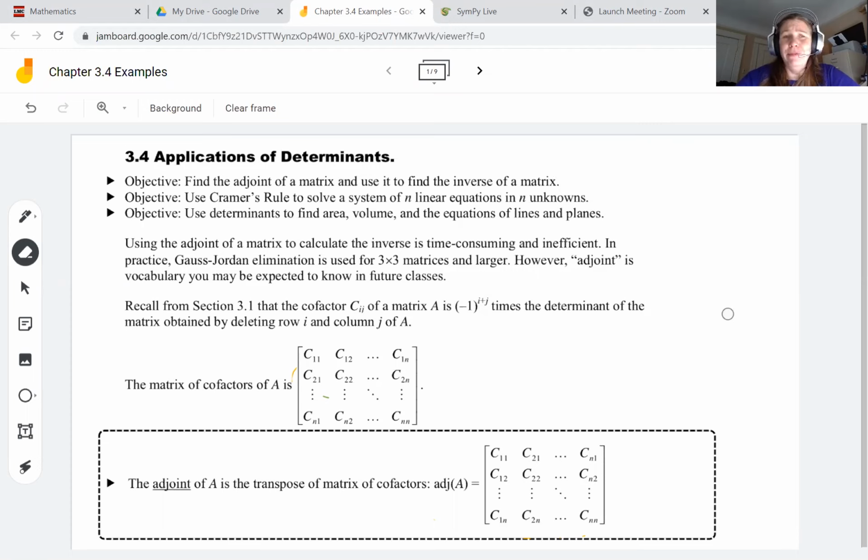So the last objective will be in the next video, where we'll see how we can use determinants to find the area, the volume, and equations of lines and planes.